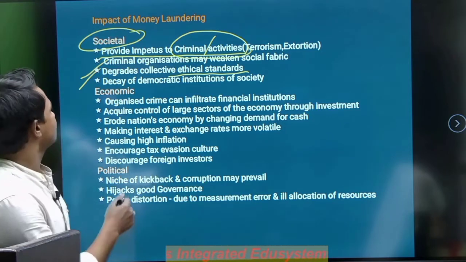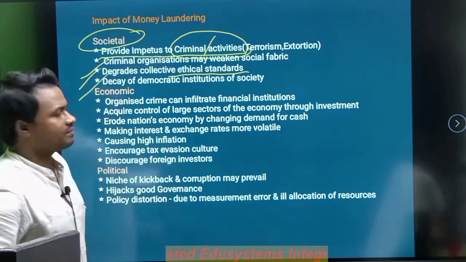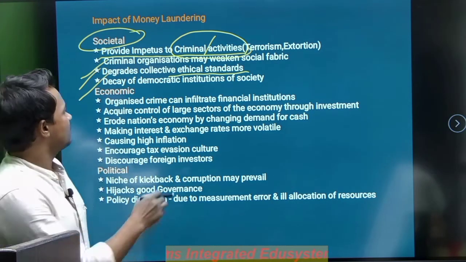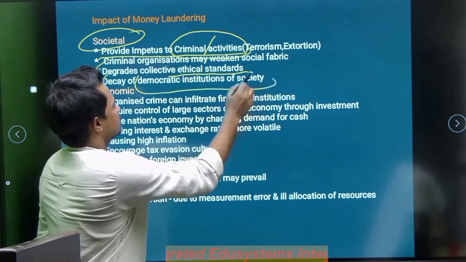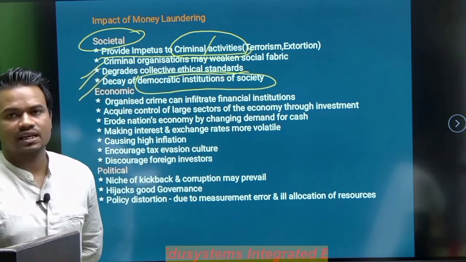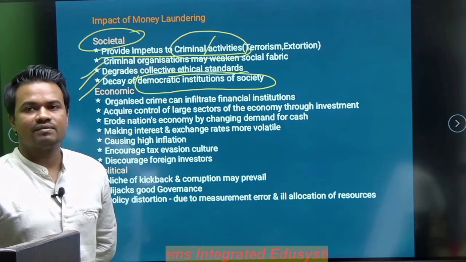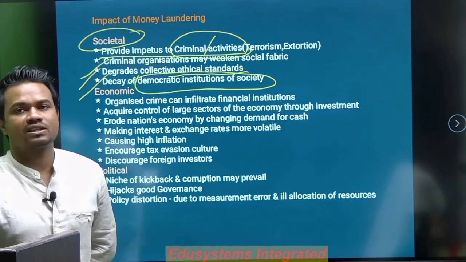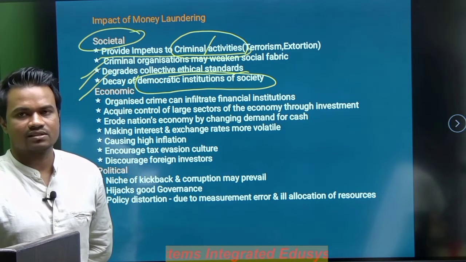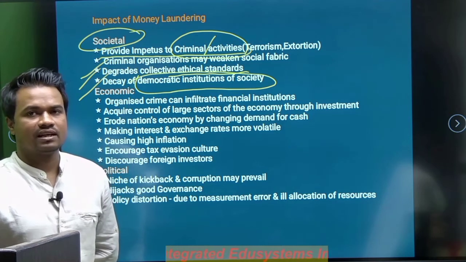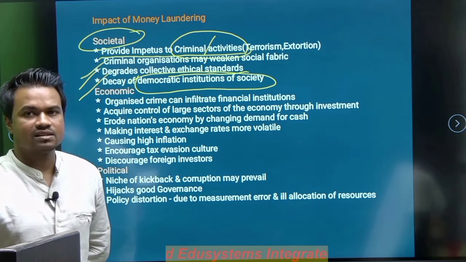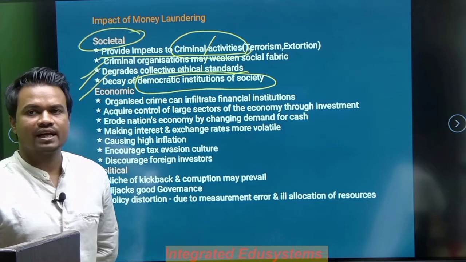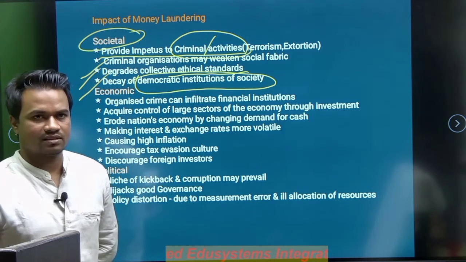So that is the societal impact. And the next impact can be the decay of democratic institutions of the society. As we are a civilized society, where every stakeholder is important, their say and their overall consensus work as a society's health indicator. In a democratic society, people having a consensus regarding any particular issue is very important, and that is supposed to be a healthy practice for any civilized society.